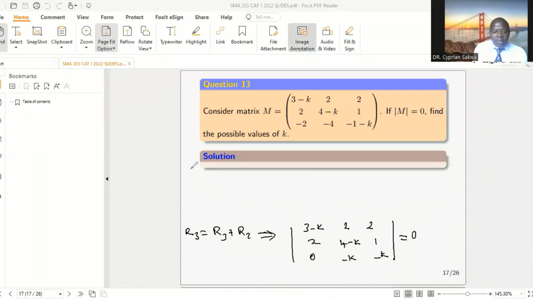Now, the next step that I've said I'm taking, I want column 2. I'm taking the current column 2, then minus column 3. So what does this give me? Let me see. Of course, column 1 remains what it is.